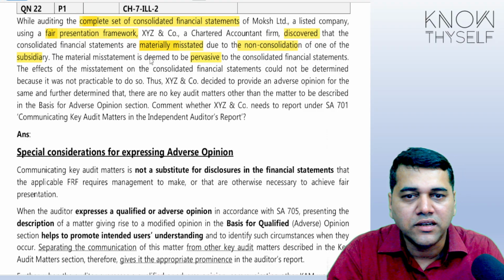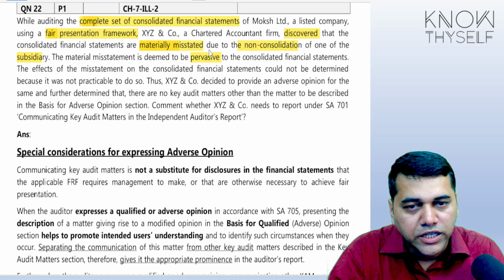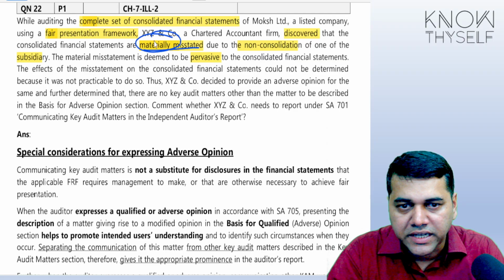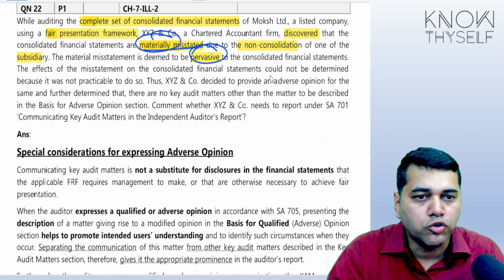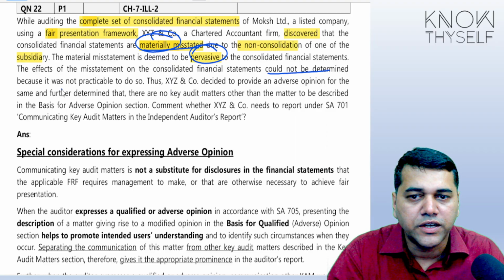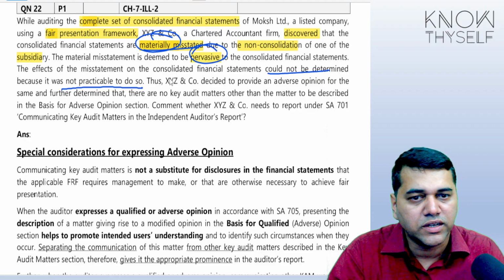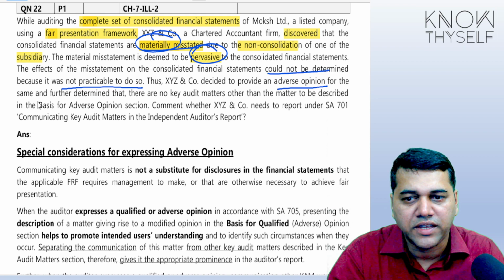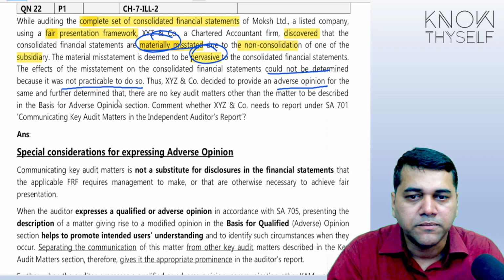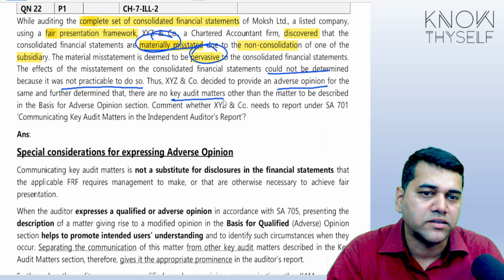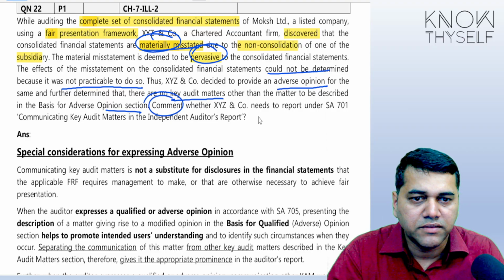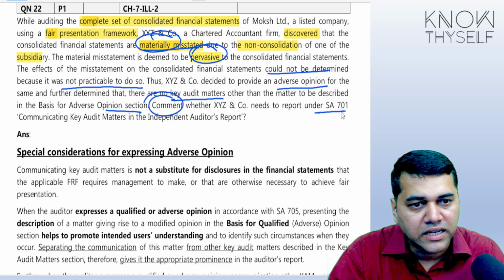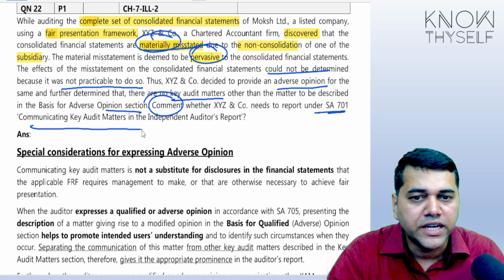Chalo, very clear that you have omitted to include the consolidation. So it is material and pervasive to the consolidated statements. The effect could not be determined because it was not practicable to do so. So what is the financial effect? Thus, they decided to provide an adverse opinion and further determined that there are no key audit matters other than the matters described in the basis of adverse opinion. Comment whether XYZ needs to report under SA 701 communicating key audit matters.